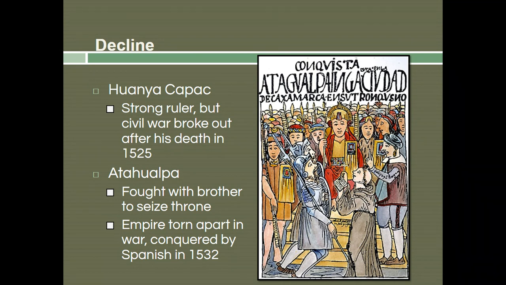And then when the Spanish arrive in the 1530s, when they get there, the empire is already torn apart by war, and it's also vulnerable to diseases. So similar to what the Maya and the Aztec had experienced, they were very vulnerable to smallpox, etc. So the overthrow of the Inca was very similar to what the Maya and the Aztec had experienced.